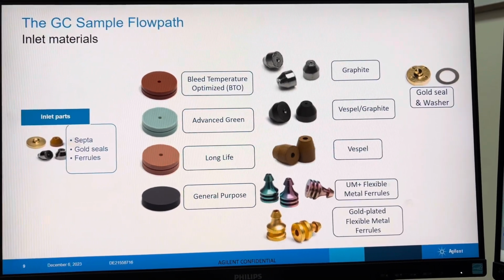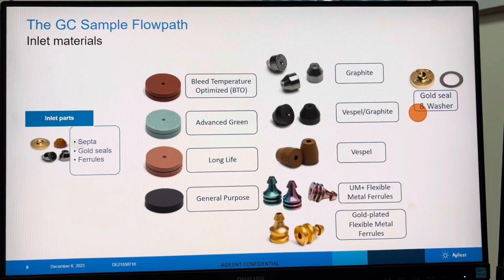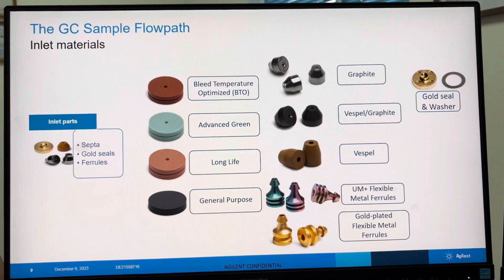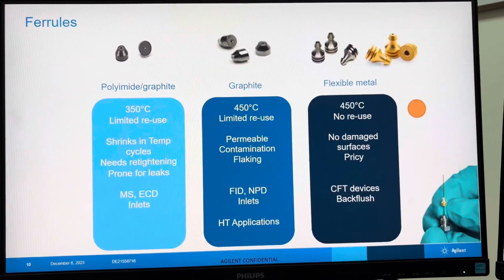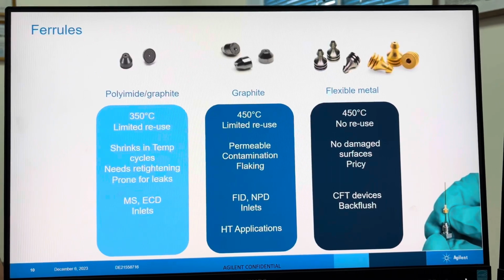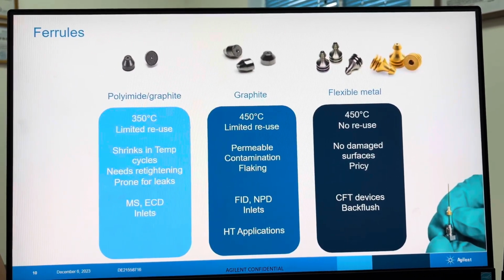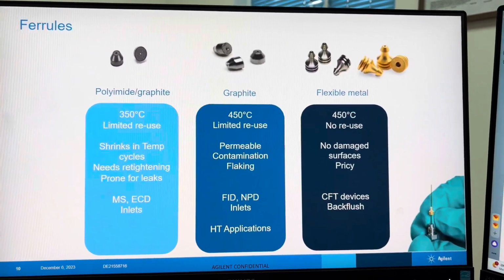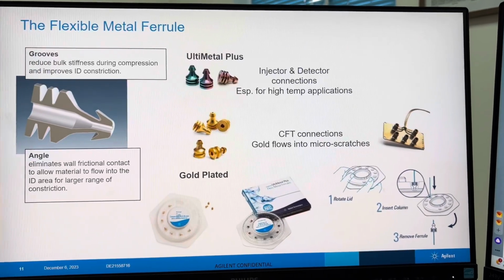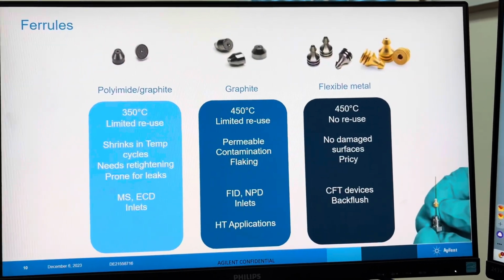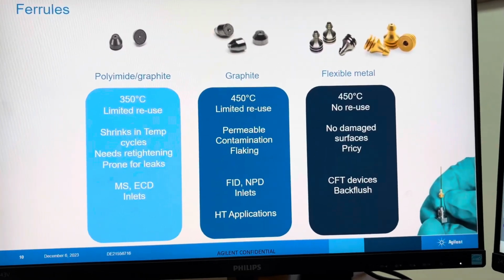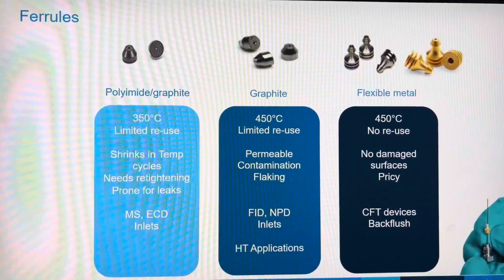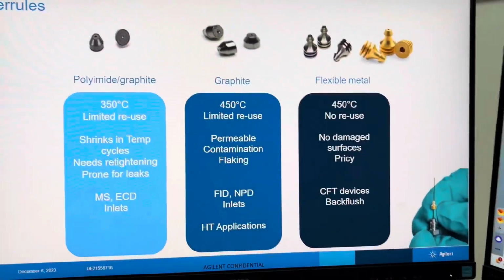So most of the time, what will happen? If we select a wrong ferrule, then we have a problem. For example, with a polyamide graphite or a Vespel graphite ferrule, the upper limit is 350 degrees. Because of the Vespel and graphite together, it shrinks with the temperature cycles. The temperature goes up from, let's say, 50 degrees to 300 degrees centigrade during ramping.